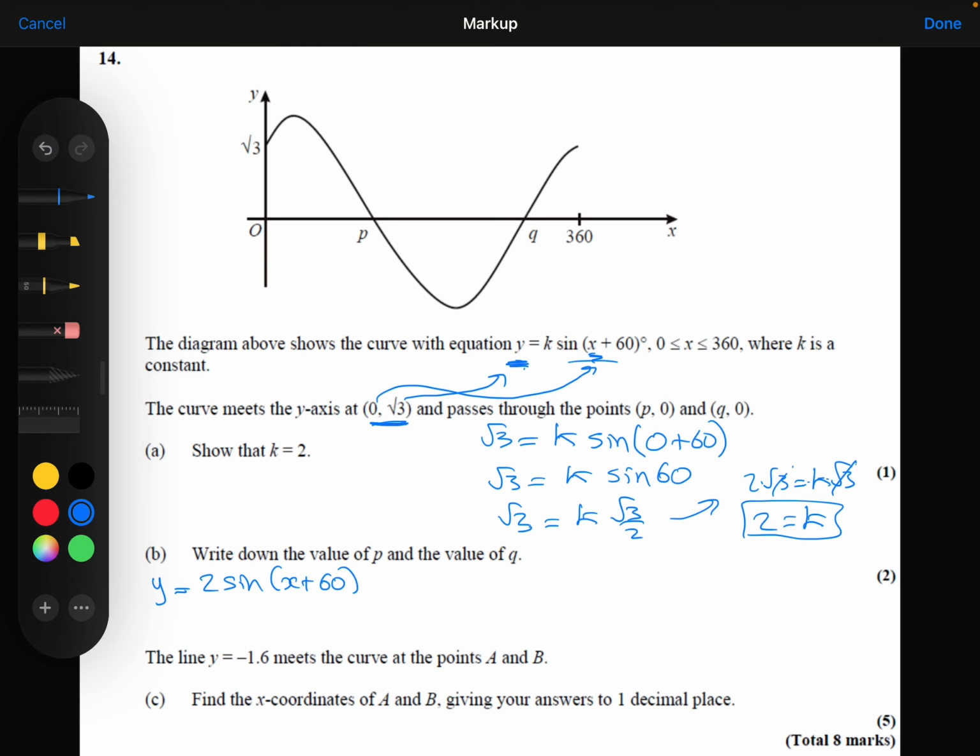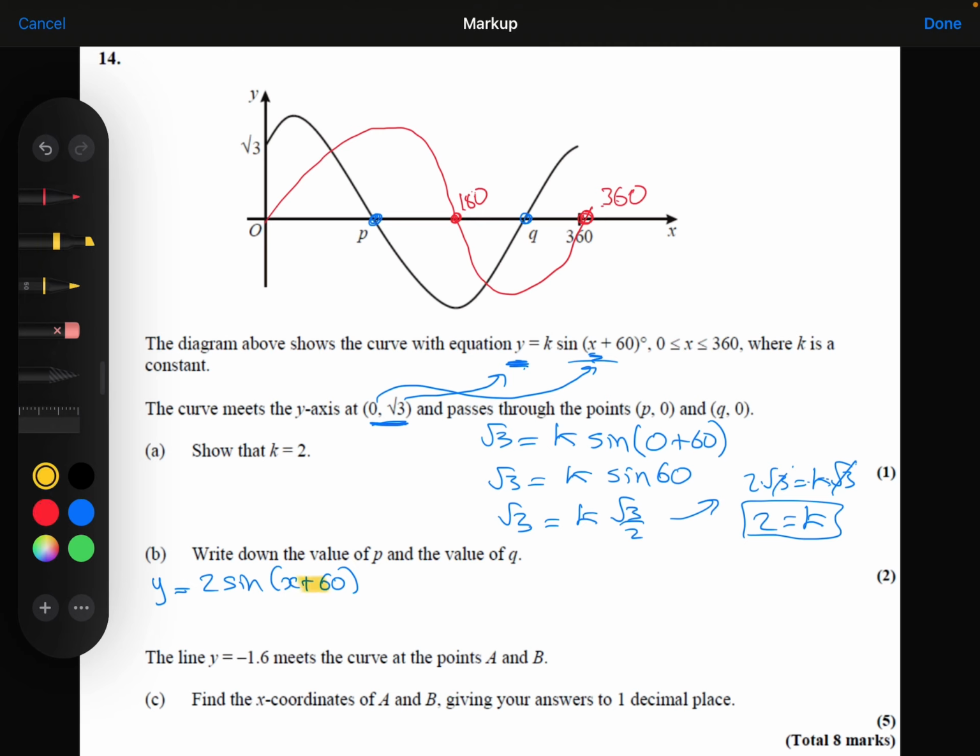Part B. Write down the value of P and the value of Q. P and Q is where it intercepts on the x-axis. Now, I know that the regular sine graph would look like this, where it cuts through on the x-axis at 180 and 360. That's what the regular sine graph does.